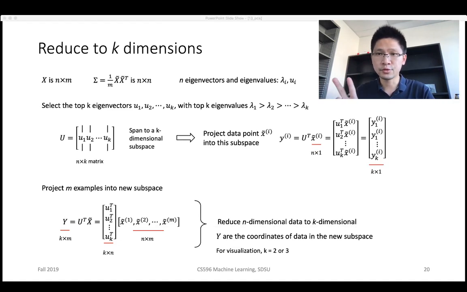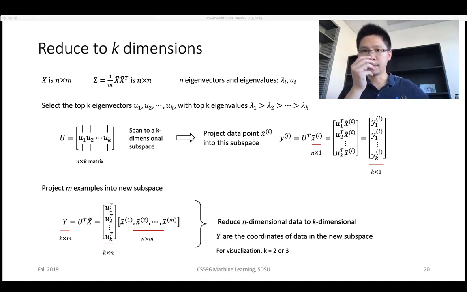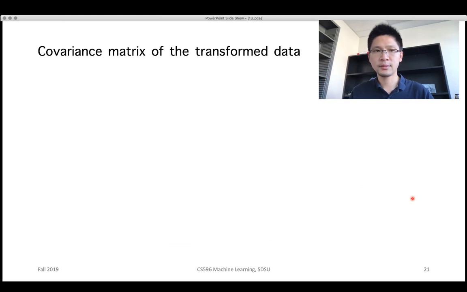using the first two principal components. Which means we select k equals 2, and then we will have a 2-dimensional projection for each data point in our original data sets.